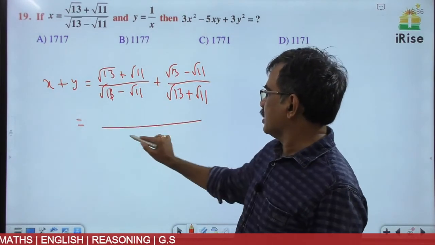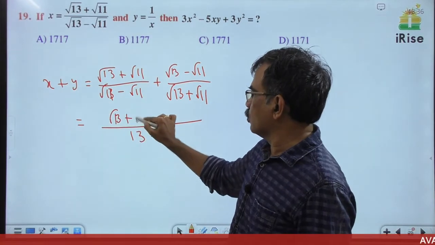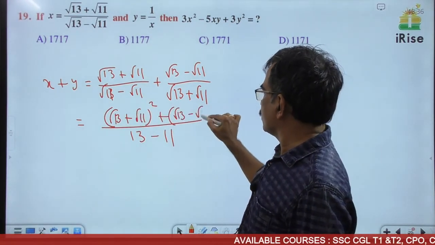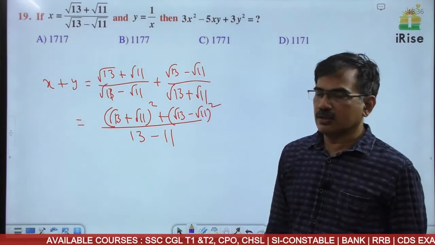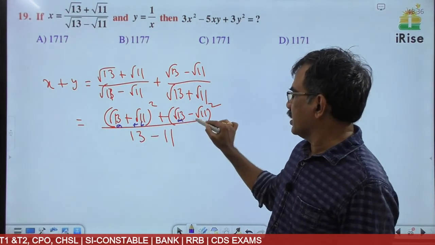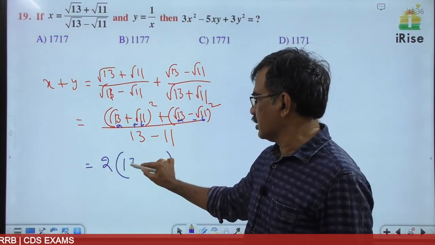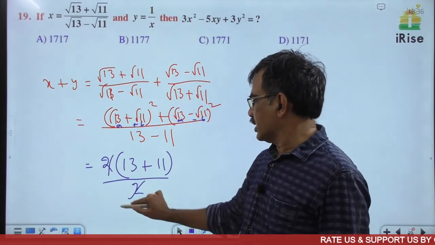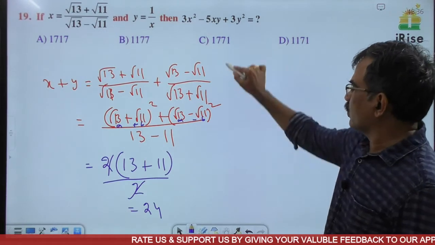Here the LCM is nothing but 13 minus 11. The numerator is root 13 plus root 11 whole square plus root 13 minus root 11 whole square. This is in the form of a plus b whole square plus a minus b whole square, which is equal to 2 times a square plus b square. A square is 13, b square is 11. The denominator is 2, 2 cancels, which is equal to 24. So x plus y is 24.